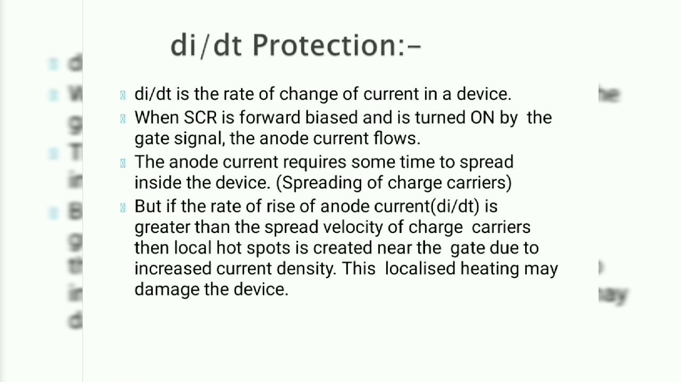If the rate of rise of the anode current is too high, you are not providing that time, meaning the supply current rises faster than the spreading velocity of the charge carriers. Then local hotspots are created near the gate due to increased current density, heating the device locally and possibly damaging it. That is the di/dt problem.